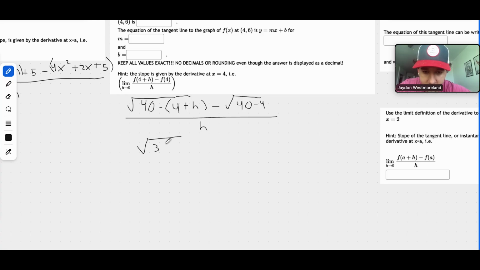All right, 36 plus h minus 6 over h. Now I can't, even though I want to so badly here, take the square root of 36. I'm actually not able to do that here because it's connected to the plus h. If this was 36h, then I could. But the fact that it's plus means I'm not able to do it here.